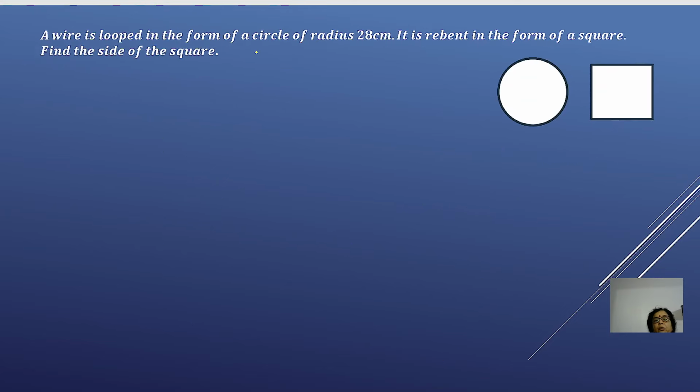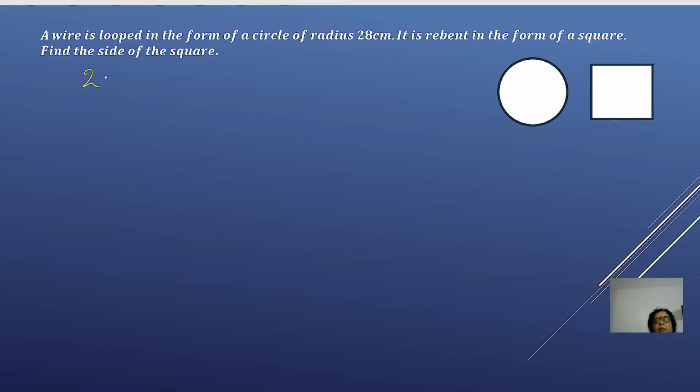A wire is looped in the form of a circle of radius 28 centimeter. It is rebent in the form of a square. Find the side of the square. So this is the original wire in the shape of a circle, and then it is bent in the form of a square. So the radius of the circle is 28 centimeters. So let us find out the length of the wire in the circle.